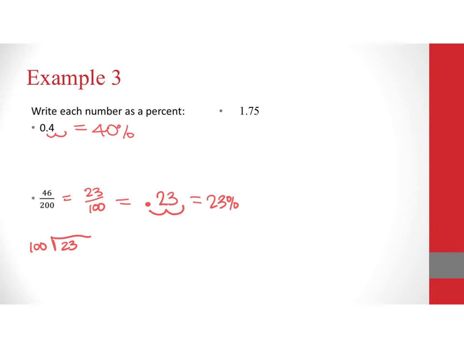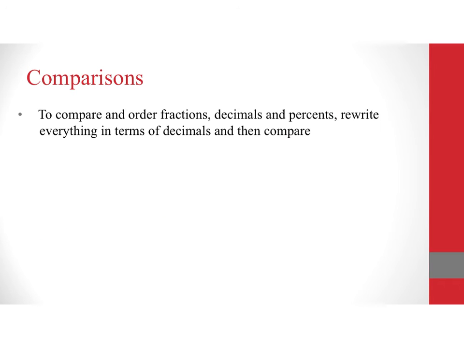Now likewise, for the third bullet point where it says 1.75, I'm again going to move my decimal place 2 places to the right, and I end up with 175%. Now sometimes it's valuable to have to compare and order fractions or decimals or percentages. So ultimately what's probably going to be best is if you rewrite everything in terms of a decimal and then compare the decimal values alone.